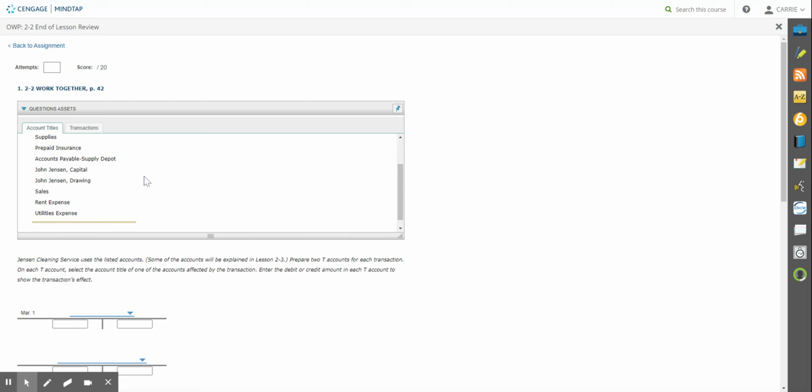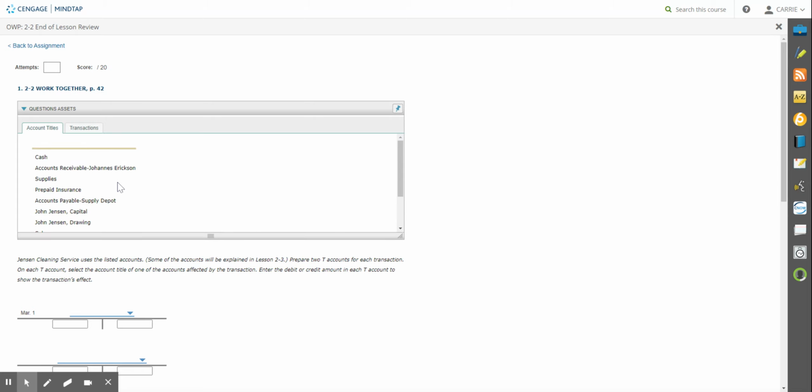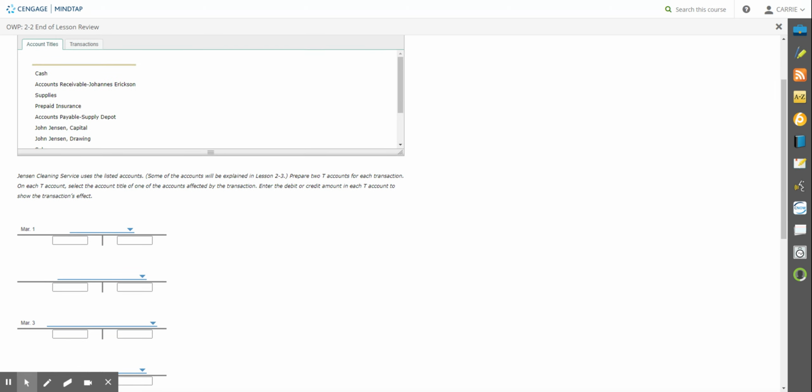Okay, so these are our account titles that we're going to use, and these are our transactions. So we're going to start with our transactions. It says Ginseng Cleaning Service uses the listed accounts. Some of the accounts will be explained in lesson 2-3, but we just need to know what they are. We're going to prepare two T accounts for each transaction.